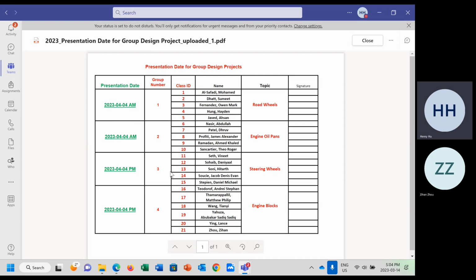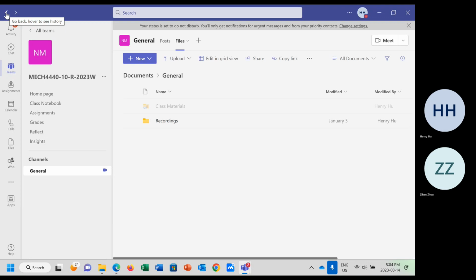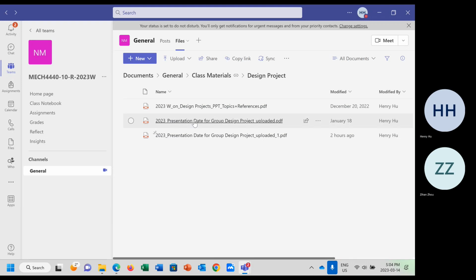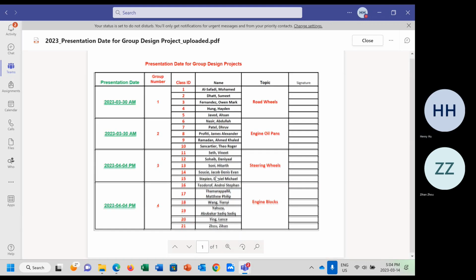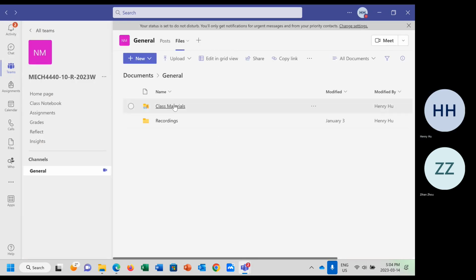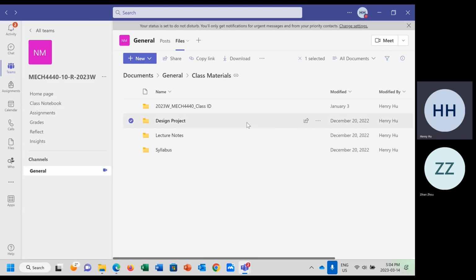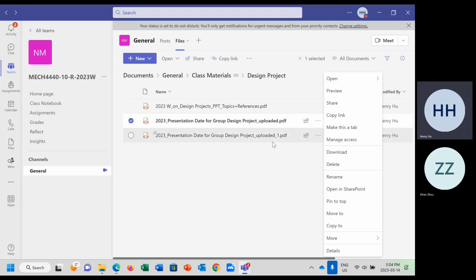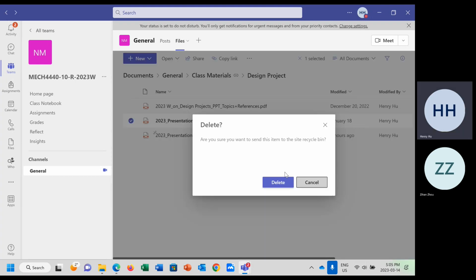This schedule is posted on the website, posted on Teams already. I don't think I deleted the older one, so now I'm going to delete the older one. This one was on the 30th, so I'm going to delete that. In case you forget, you just go to Teams, and you can dig out the presentation date PDF file. Delete.